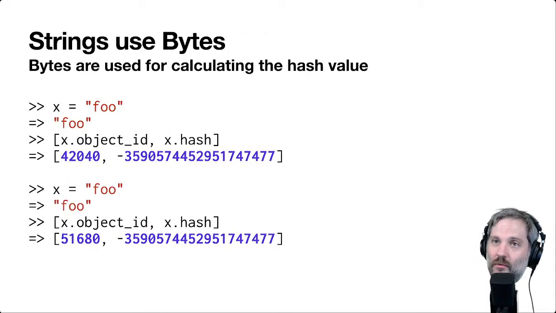Now strings are a little bit different. Strings base their hash value on the bytes that are in the string itself. So it'll look at the bytes in the string and then calculate the hash value based off those bytes. In this example, we have two different instances of the foo string, and even though they both have different object IDs, they end up having the same hash value. That's because it's based on the contents of the string rather than the object itself.